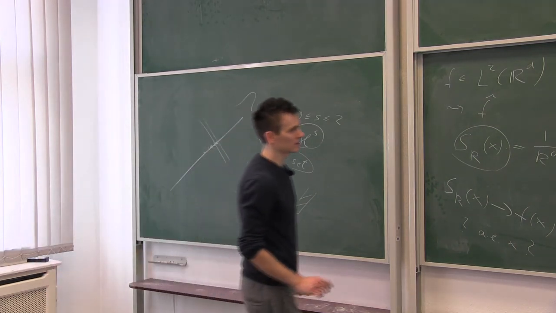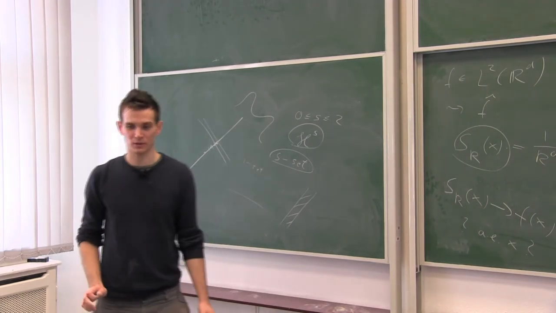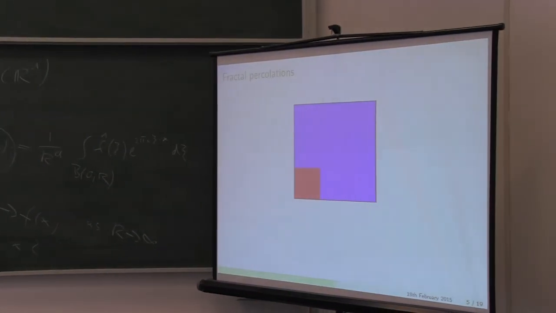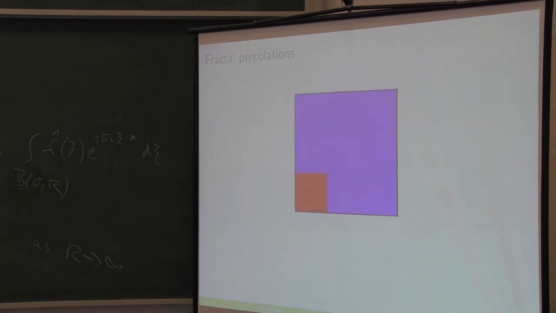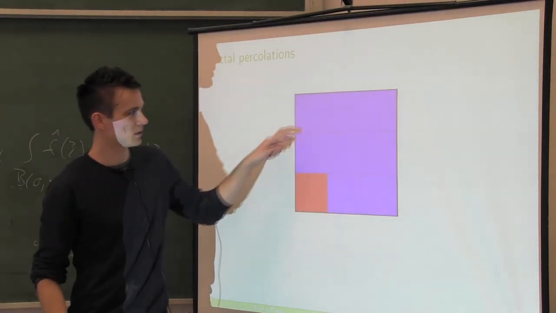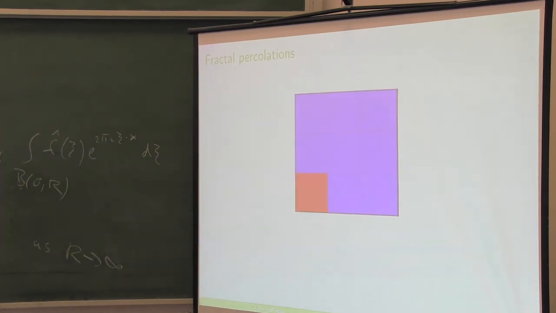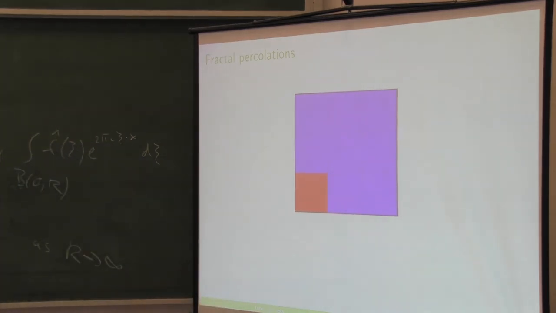What people did instead is that they looked at random fractals, so-called fractal percolations. So what is a fractal percolation? This will be a random set, basically, so not one concrete fractal, but instead, you could start with the unit square, and then you put an n by n grid on it. In this case, n equals 3. So you might not see these black lines, but there is a 3 times 3 grid on this. And then for each little square, you decide whether you color it red or blue.